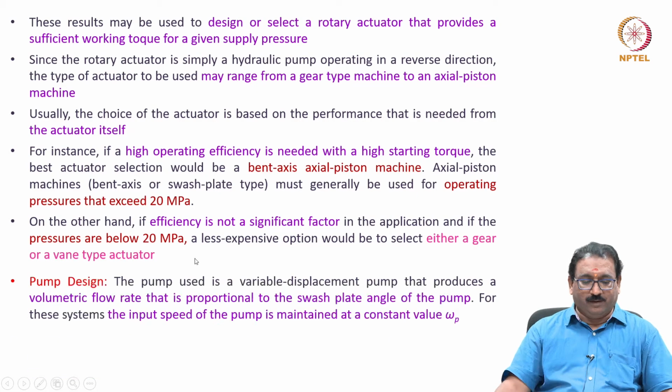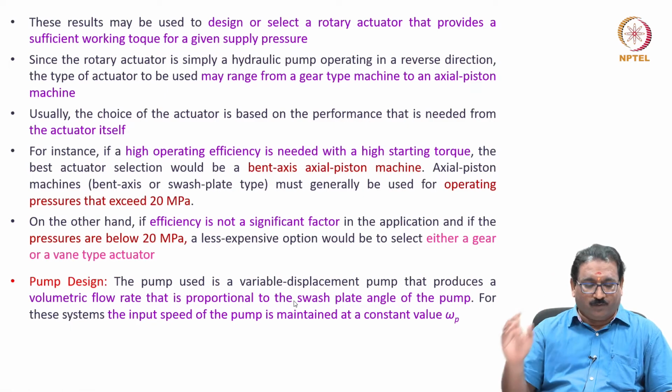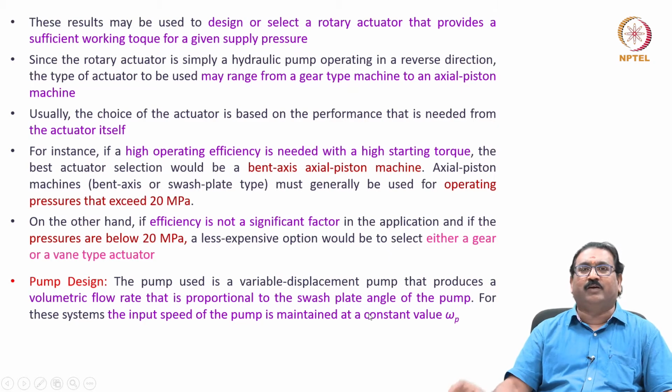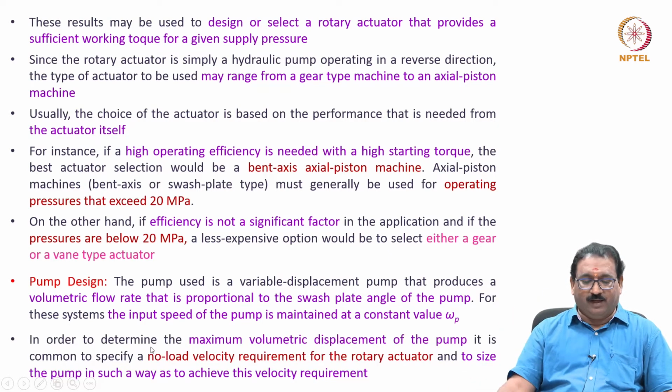Pump design. The pump used is a variable displacement pump that produces a volumetric flow rate that is proportional to the swash plate angle of the pump. For this system, the input speed of the pump is maintained at a constant value omega p. In order to determine the maximum volumetric displacement of the pump, it is common to specify a no-load velocity requirement for the rotary actuator and to size the pump in such a way as to achieve this velocity requirement.